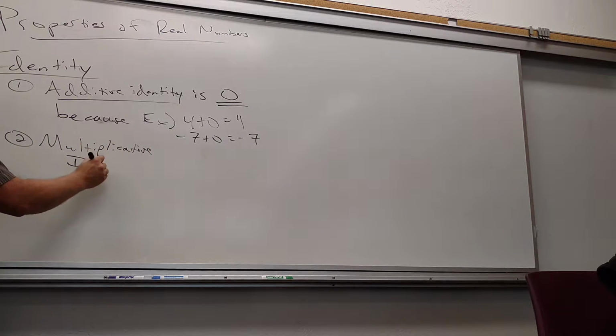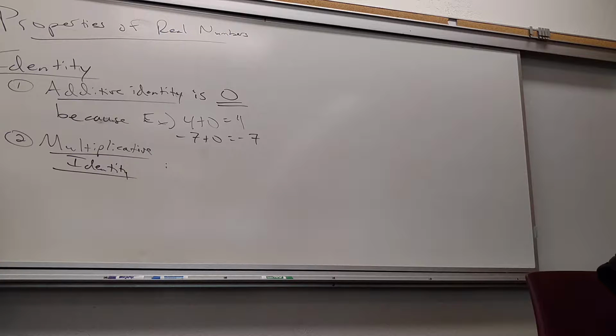What's the multiplicative identity? I just like saying multiplicative. Same idea, same reasoning. What do you multiply by to keep something the same? 1. 4 times 0 is 0, so it can't also be that. But 4 times 1 is 4. Negative 7 times 1 is negative 7. Anything times 1 is that thing, so it maintains its identity.